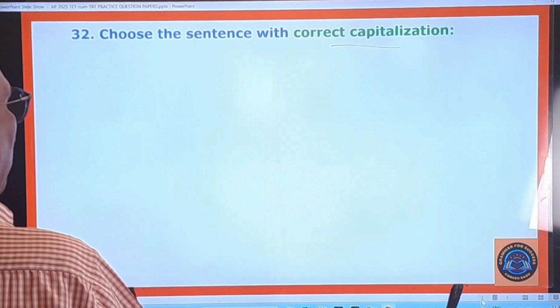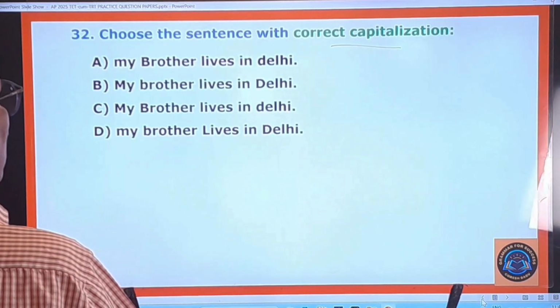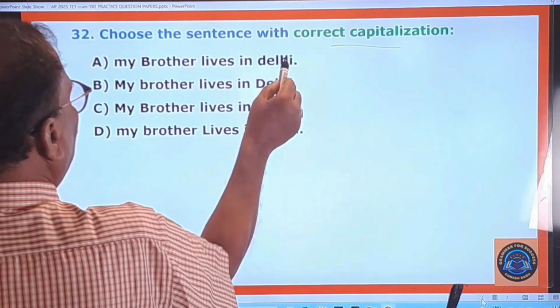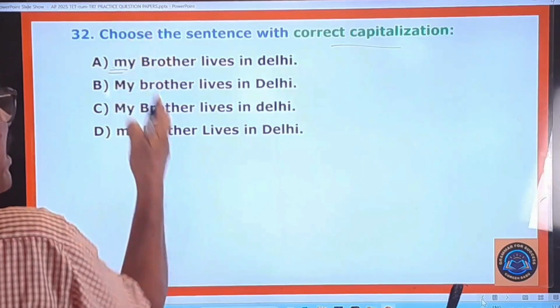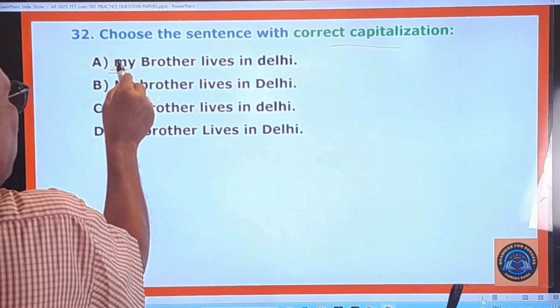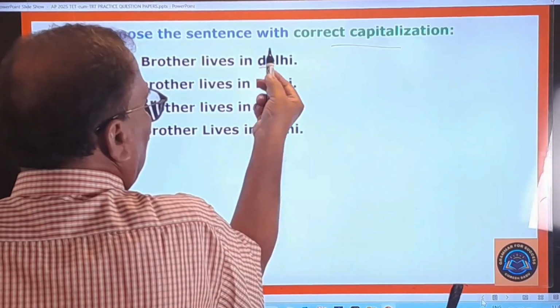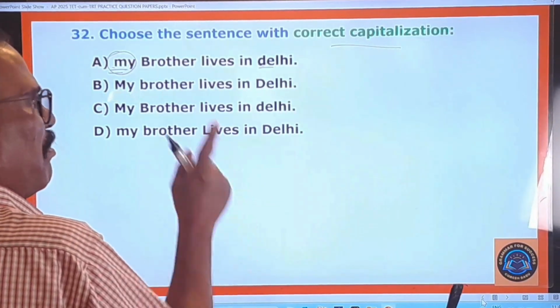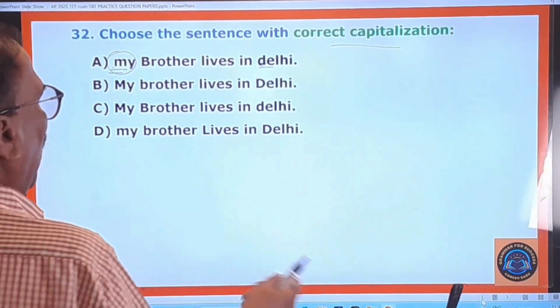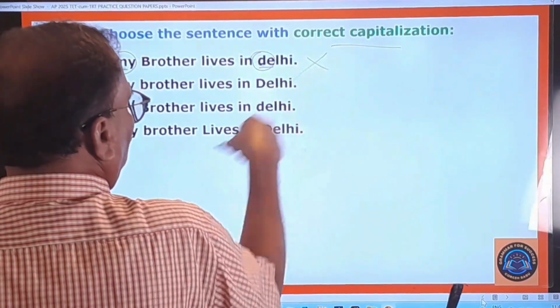Now let us look at the options given. "my brother lives in Delhi." Every sentence must begin with a capital letter, but here "my" is not capitalized, therefore this is wrong. And "Delhi" is a proper noun, and every proper noun must be capitalized. You know that rule. But here Delhi is not capitalized, therefore this is wrong.